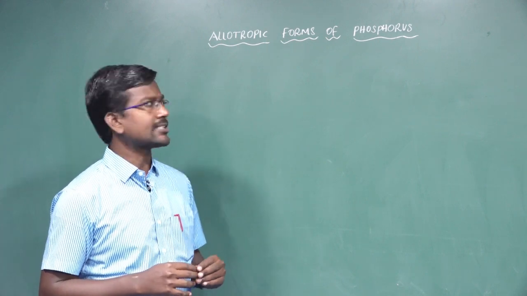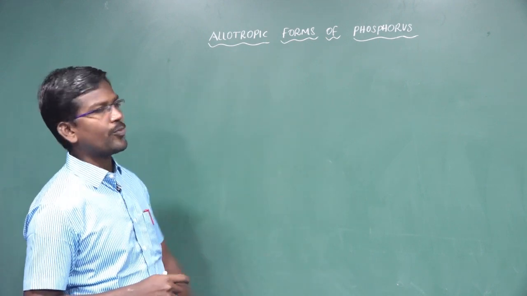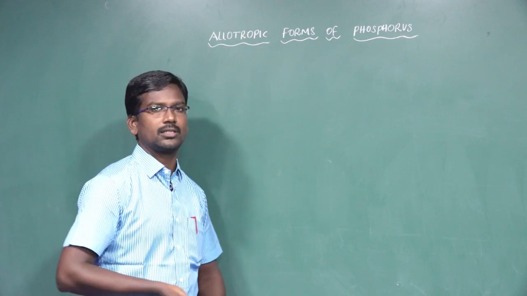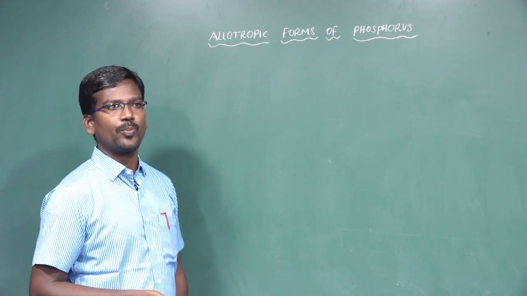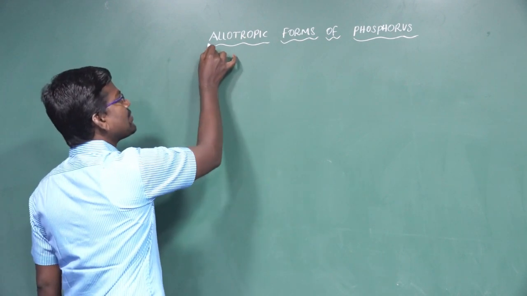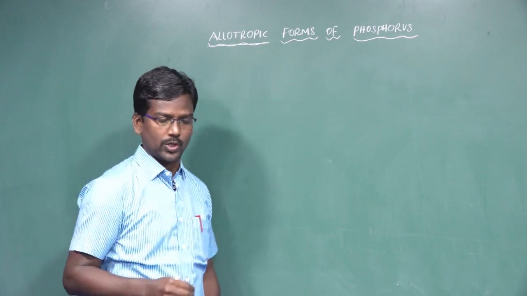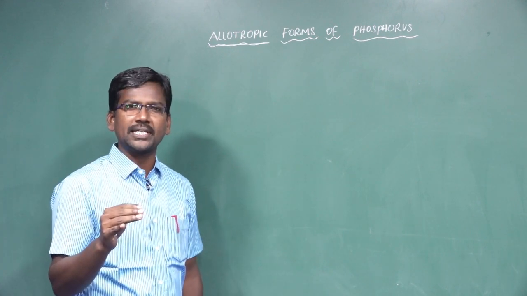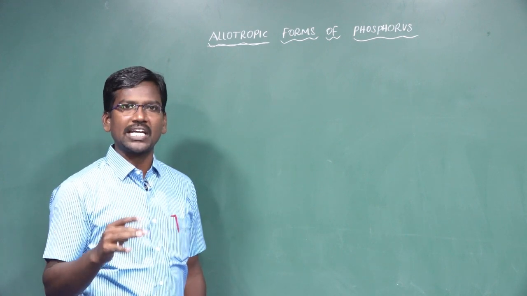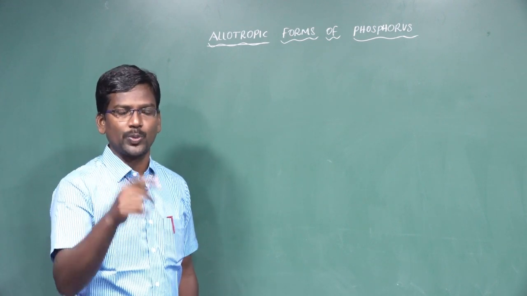Now we are going to discuss the allotropic forms of phosphorus. What is the meaning of allotrope? When the same element exhibits similar chemical properties but different physical properties, it is known as allotropy.